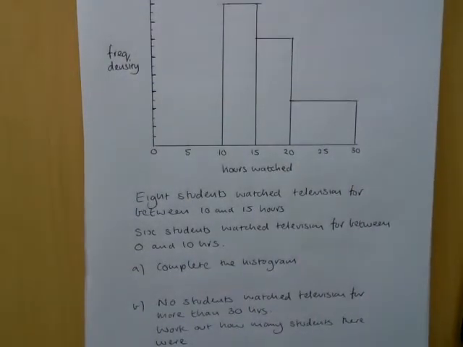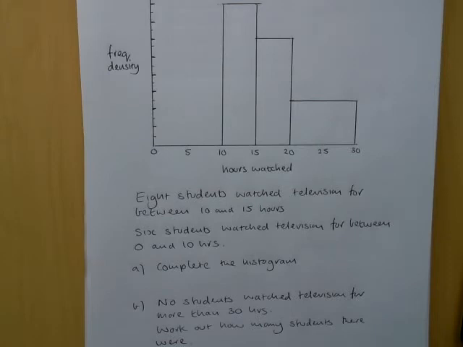Another GCSE past paper question on histograms. Most of the histogram has been drawn, and then we're given some information about how many students watch television for between 10 and 15 hours, and we're also told that 6 students watch television for between 0 and 10 hours. With this information, we have to complete the histogram.